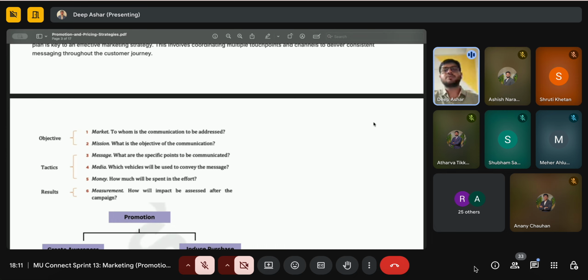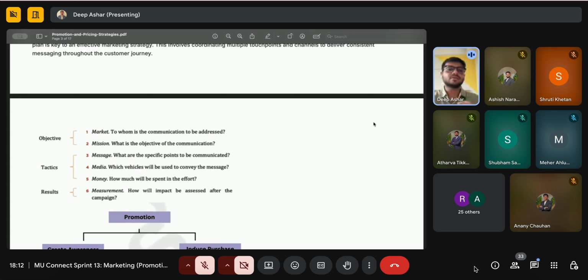And again, if we have to put it in short or in one word each, the first one is the market that we need to communicate it to, what is the mission or the goal of that communication, what is the exact message, in what form are we going to do it, which is your media, how much money are we putting in there, and what is the exact measurement, or how are we planning to understand the impact that this particular message has delivered.